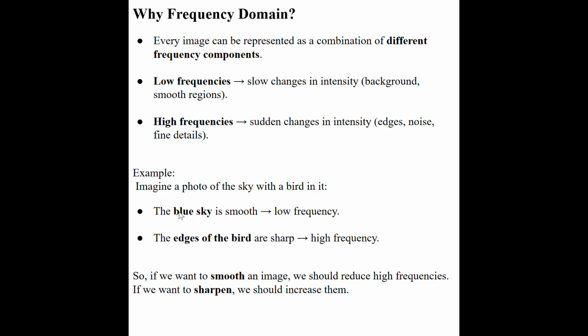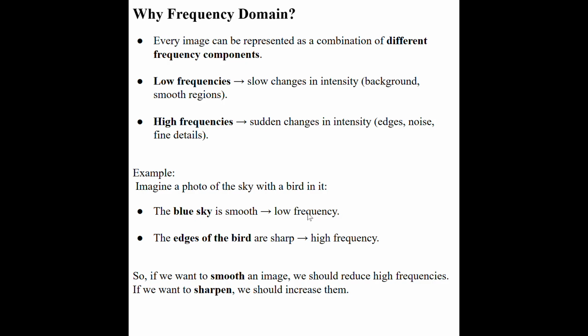Suppose I'm having a photograph of a sky in which a bird is there. So the sky is my background, and the bird is my object, where the edges of the bird are very sharp. So the edges of the bird are called the high frequency, and the background, let's say of a light blue color, has an overall smooth appearance. So this will represent the low frequency.